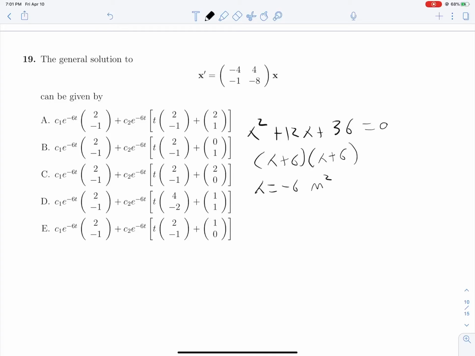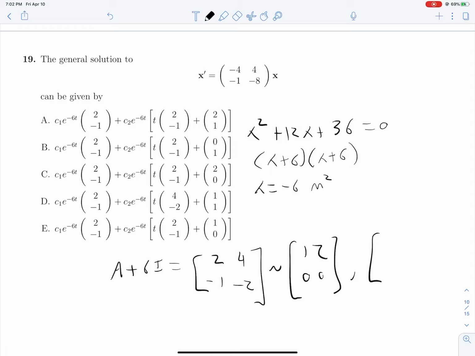So for lambda equals -6, A minus -6I is going to be A plus 6I, so 2, -2, -1, 4. That will simplify down to 1, 2, 0, 0, and we can get the eigenvector, -2, 1, out of that, like so. Next, we are going to need to find a generalized eigenvector because we can't just reuse the same eigenvector with a t added onto it.